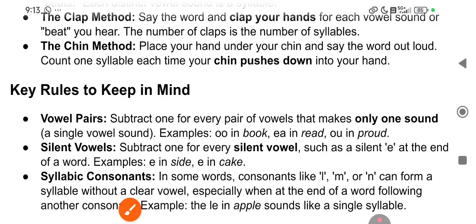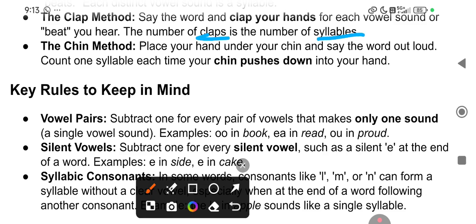Vowel sound or beat you hear. The number of claps is the number of syllables, right? So clap is equal to syllables, right?